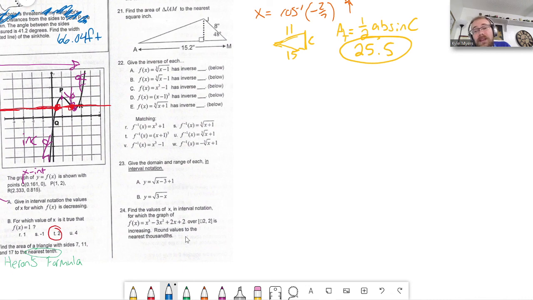And when it does go from the interval of negative 2 to 2, it is increasing. Round the values to the nearest thousandths. Okay. So one way to do it would be to just graph it. You could also take the derivative, set it equal to 0. If you guys have learned that, this is technically pre-calc, but calculus is up next, and the basic level derivatives are pretty easy to do. So you could take the derivative and set it equal to 0.